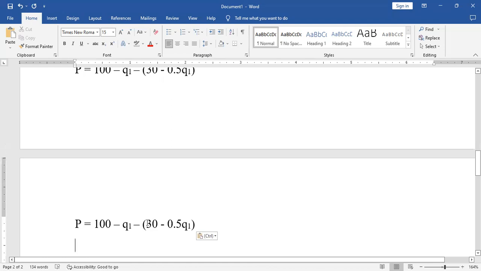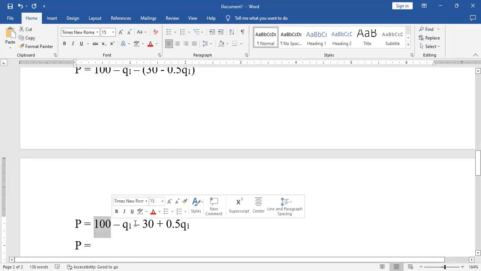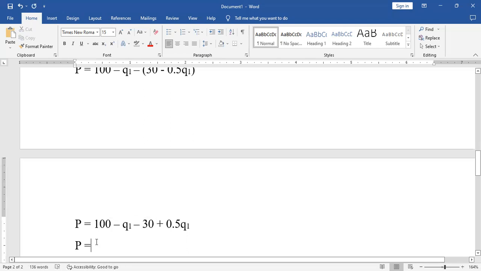So the negative here will affect this 30, it will be negative 30. Again, this negative will affect that negative there. Negative and negative will make positive, so this will be plus after simplifying. And then now we have these functions here. So now we have P being equal to 100, 130 there, this is negative 30, 100 and negative 30 will give us 70. So it will be like that.